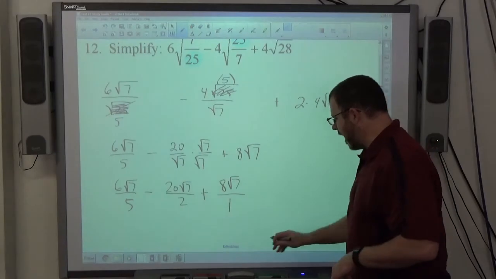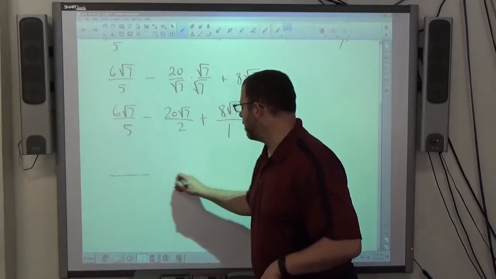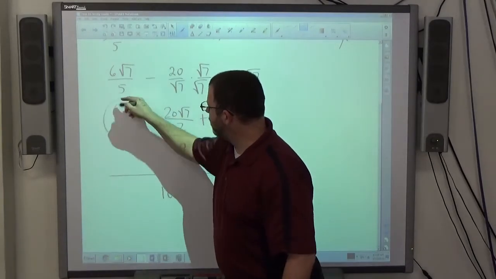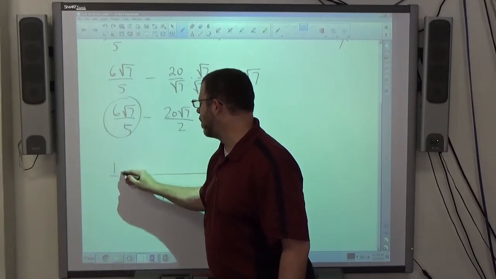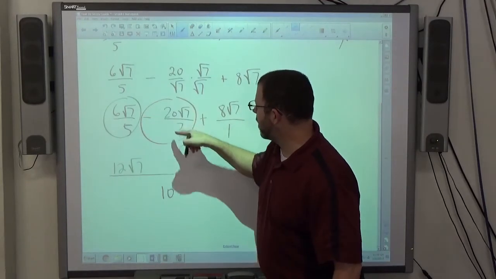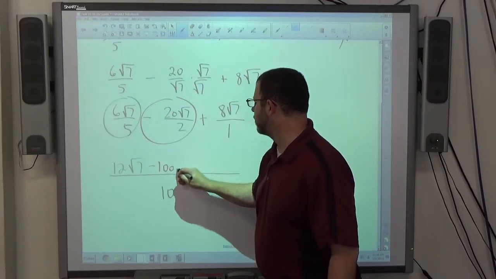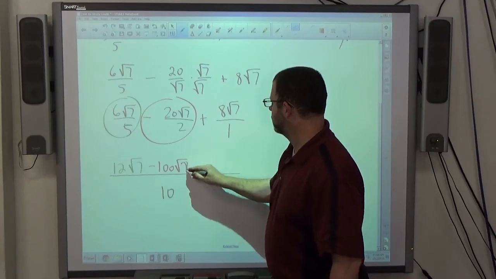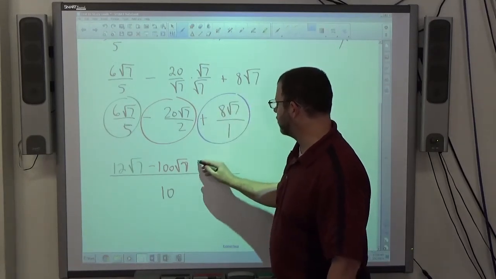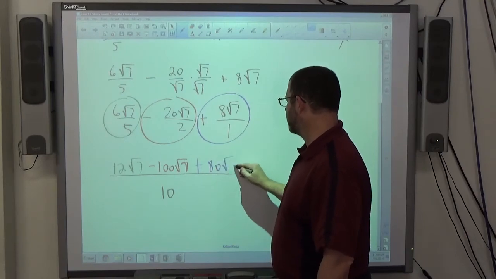What's left to do then is to add the fractions by getting a common denominator. The common denominator in this case is 10. This fraction, multiplying top and bottom by 2, is going to give me 12 times the square root of 7. For this fraction, multiply top and bottom by 5, minus 100 times the square root of 7. And for this fraction, multiply top and bottom by 10, so plus 80 times the square root of 7.